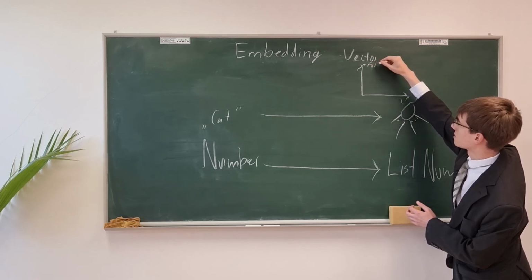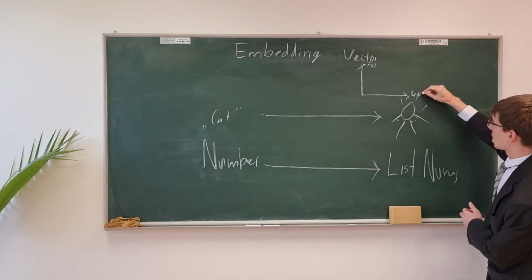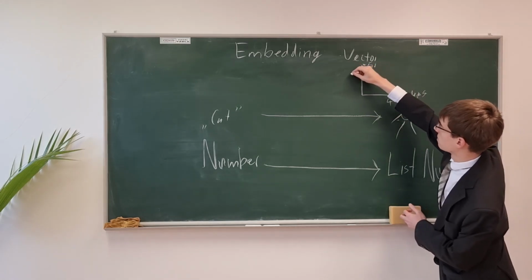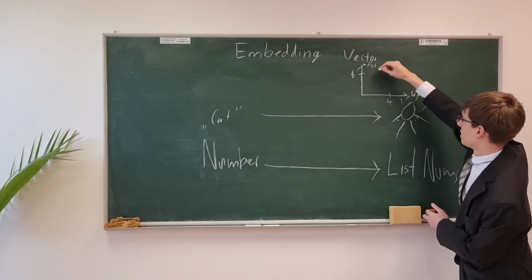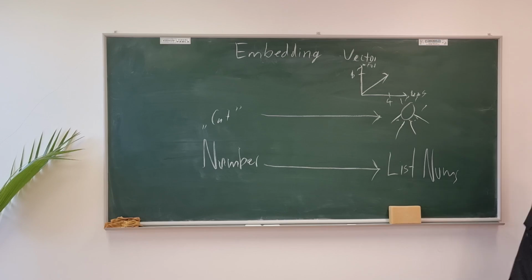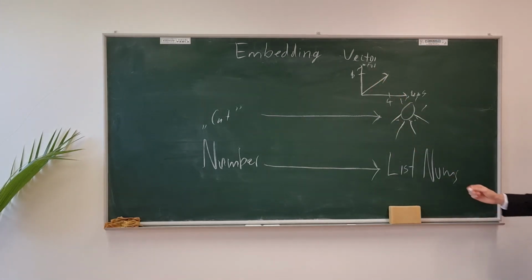Say we have the word cat, then we would have one direction representing the amount of fur it has, another direction representing the amount of legs it has. Then we would say it has 4 legs, a lot of fur, so let's say 8 fur, and then we draw an arrow pointing to that location. And this is how we represent the meaning of words.